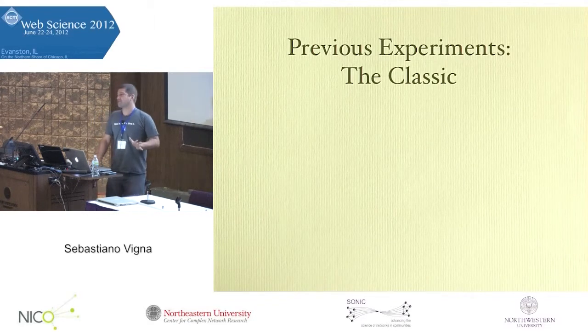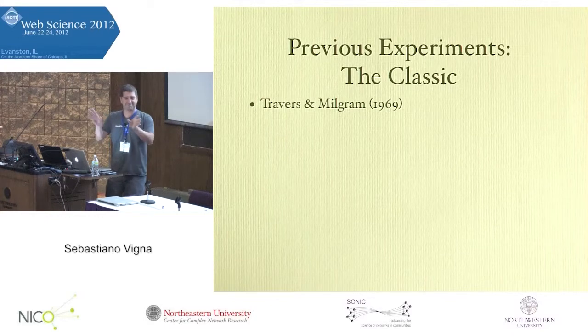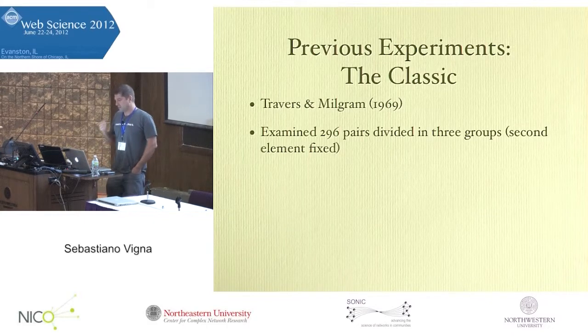So I guess everybody knows about Milgram's experiment. Who doesn't know about Milgram's experiment? Not the one about faking electroshocks to people, the one about chains. So everybody knows. So I'll do a very quick roundup anyway. The paper is Travers and Milgram 69.